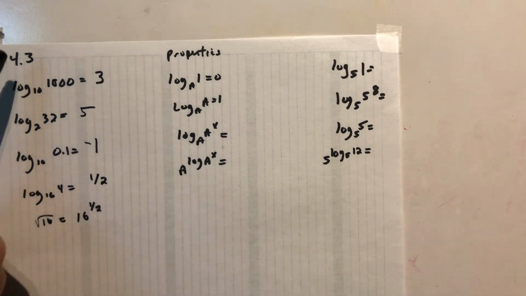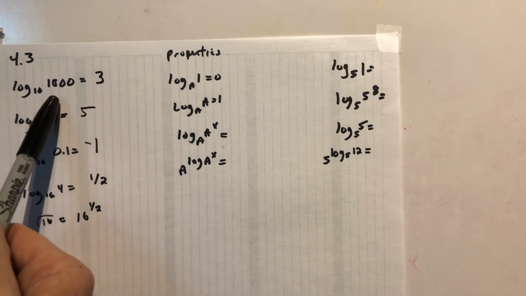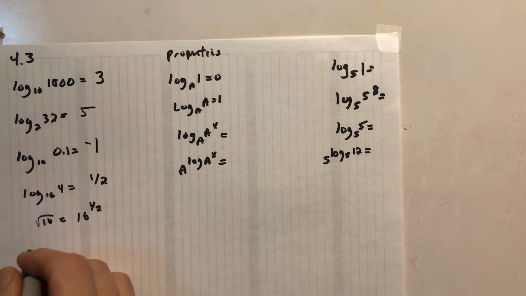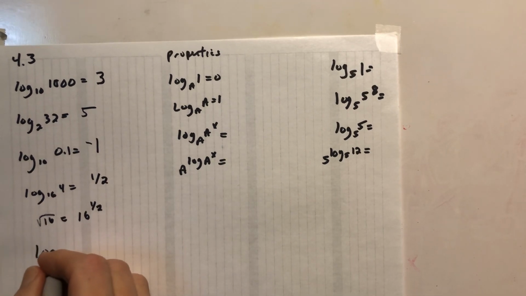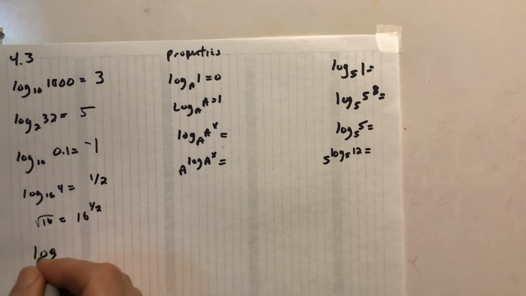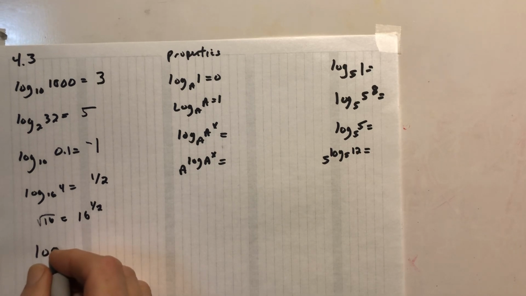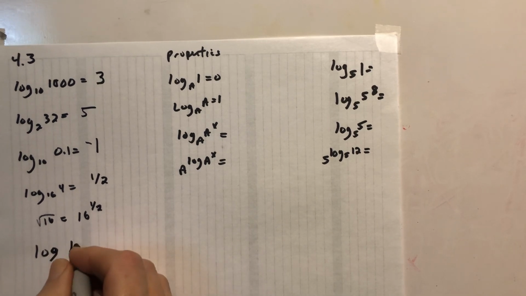All right, some other one of these. Let's look at this top one. 1,000 was 3. By the way, if we don't put the base, we assume it's a 10. What would it take to get 1,000,000?